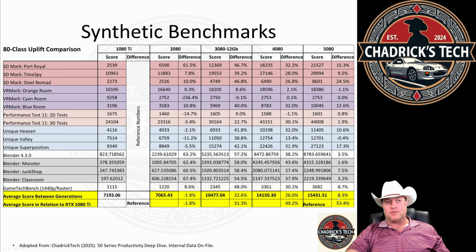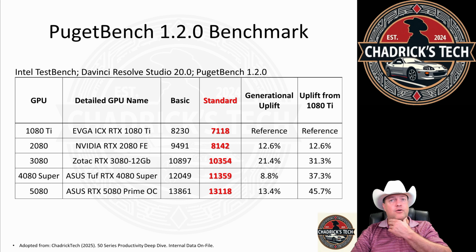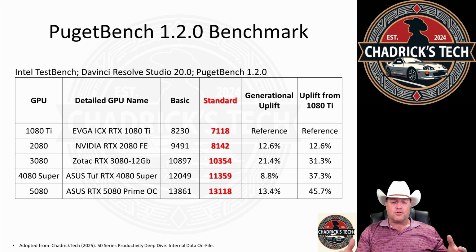What happens when we look at Puget Bench 1.2.0, which gives us a really good example of putting the card through its paces in terms of video rendering and working with content creation, whether you're doing photo manipulation, color correction, Fusion, automation, every sort of a nice all-in-one package of what content creators may experience when using these GPUs. And you can see that you get a decent uplift in performance as you progress through the 1080 to 5080 series.